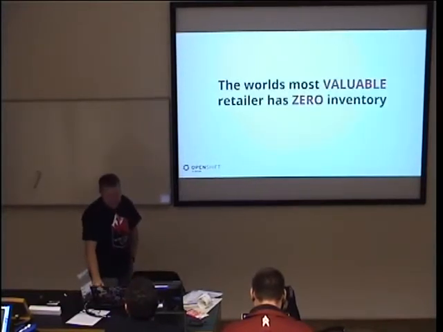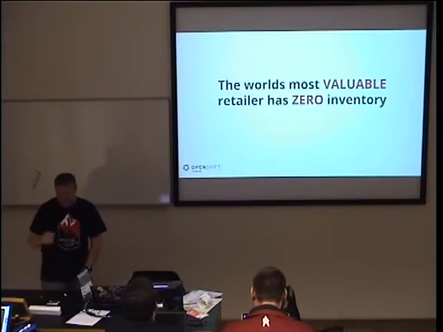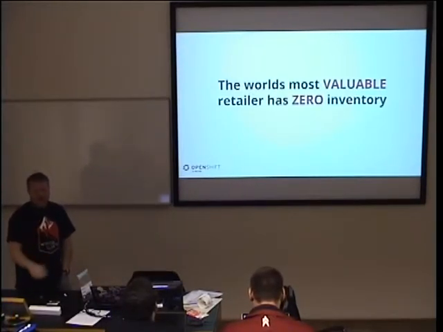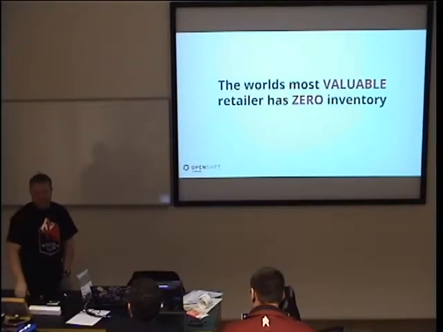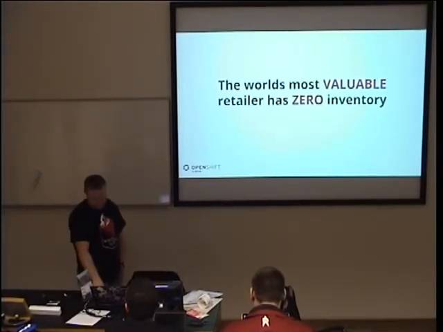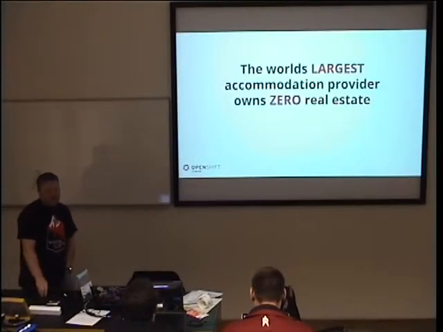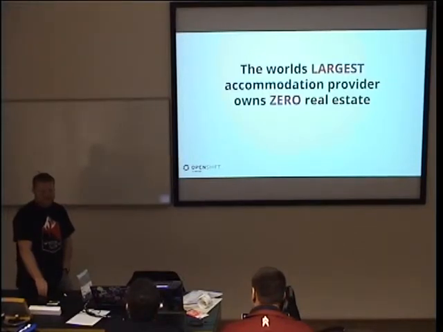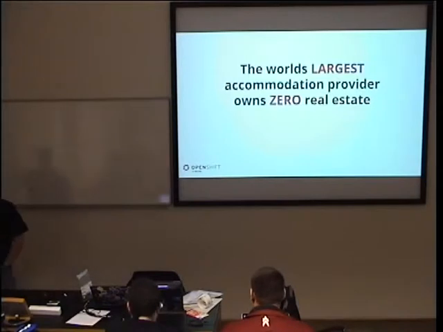The world's most valuable retailer doesn't actually own the products they sell. Who's that? Amazon? Nope. Amazon actually owns and has warehouses of all of their stuff. eBay? Nope. Alibaba from China. It is bigger than eBay and Amazon. The world's largest accommodation provider doesn't actually own any real estate. Anyone know this one? Airbnb. That's right. Yep, Airbnb.